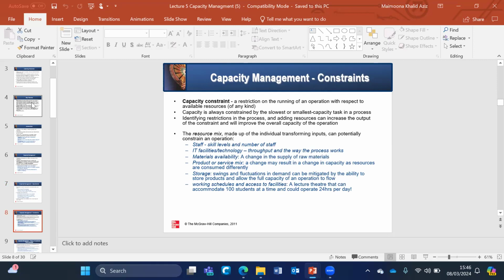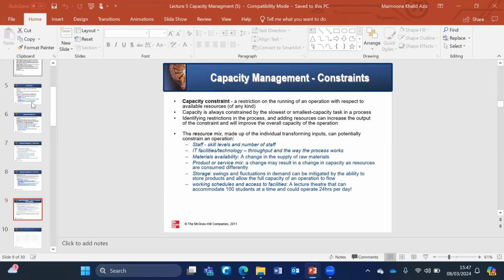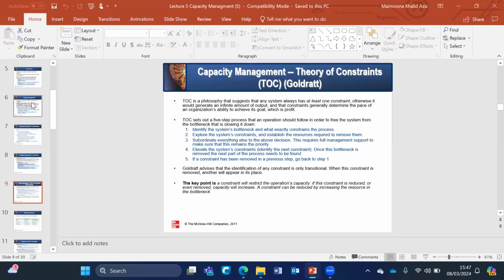Capacity management constraints: that means there are some things that stop us from managing it, that means increasing or decreasing our capacity. They are the staff, the IT facilities, the materials available, products or service mix, the storage, and the working schedules. All of these are factors that make it very hard for us to increase or decrease our capacity. Now, there's a theory of constraints.